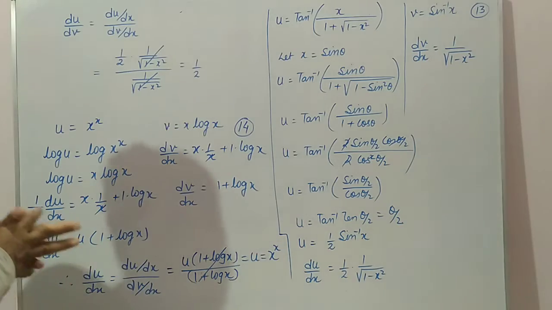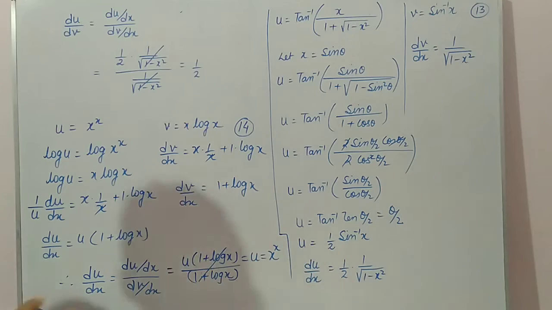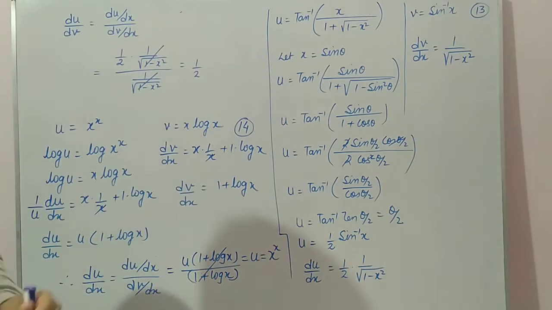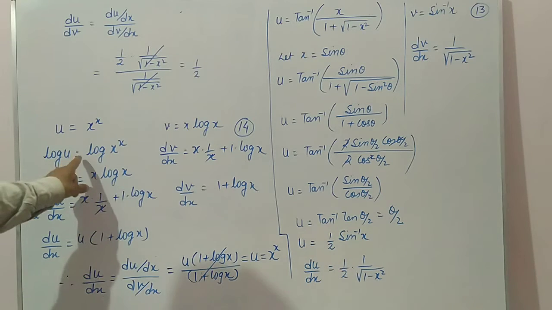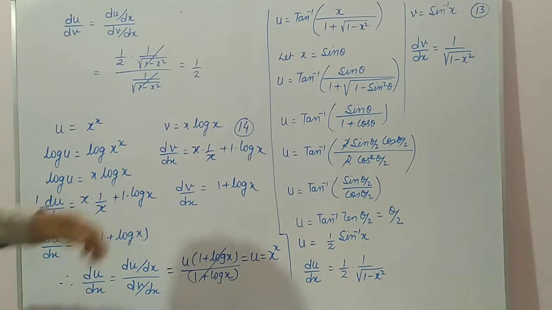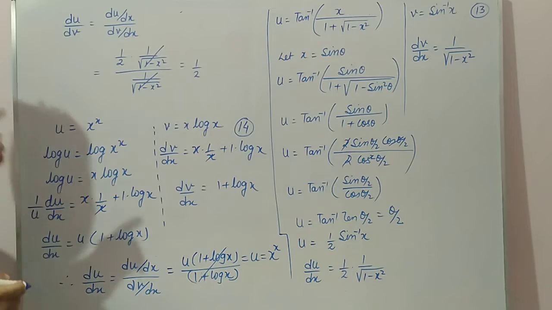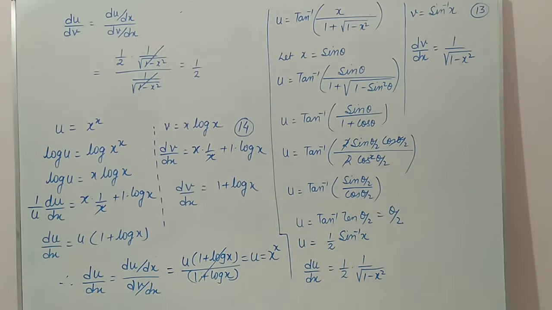Next, question number 14. Differentiate x to the power x with respect to x log x. So here we are taking u equal to x to the power x, v equal to x log x. As it is variable to the power variable, that is why we are taking log. So log u equal to log x to the power x, log u equal to x log x, and here we are differentiating. We determine du by dx, and here we determine dv by dx, and as we have done the previous one, we are doing the same here. You will get the answer.